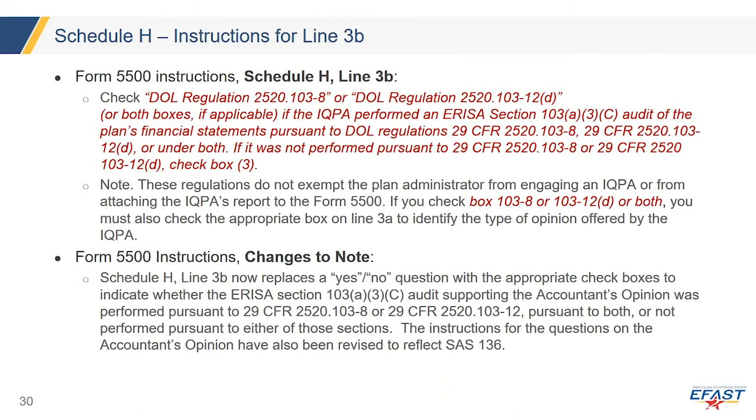The Schedule H instructions and the Form 5500 instructions section changes to note both refer to the changes to Schedule H line 3B. You can review the draft instructions that Marianne alluded to earlier to find all of the changes to note and all of the added information for the changes to lines to Schedule H and Schedule R.